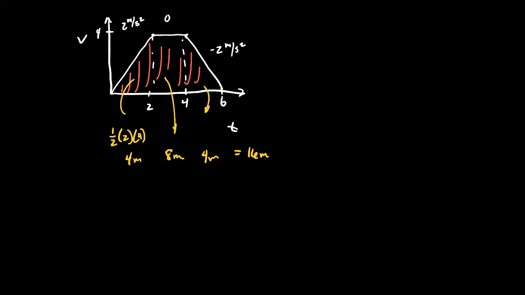Now let's take a look at the questions. Number 16 says, calculate the average velocity and average acceleration from 0 to 4 seconds. All right, so if I want the average velocity, it's the total distance traveled divided by the total time. 16 meters divided by 6 seconds. That is the average velocity. Any question about that?